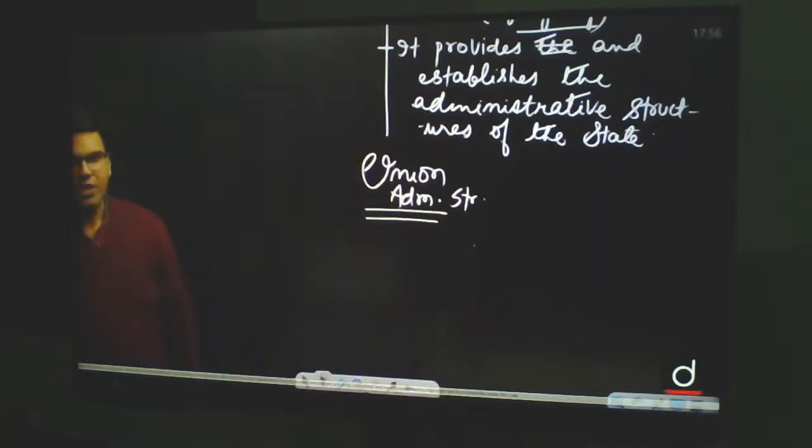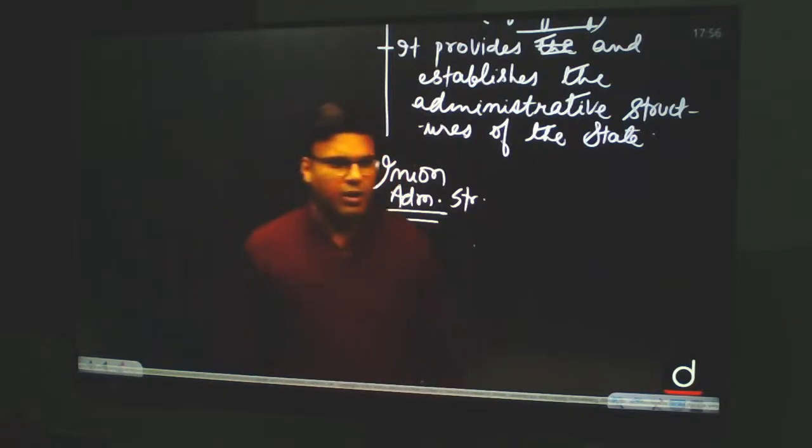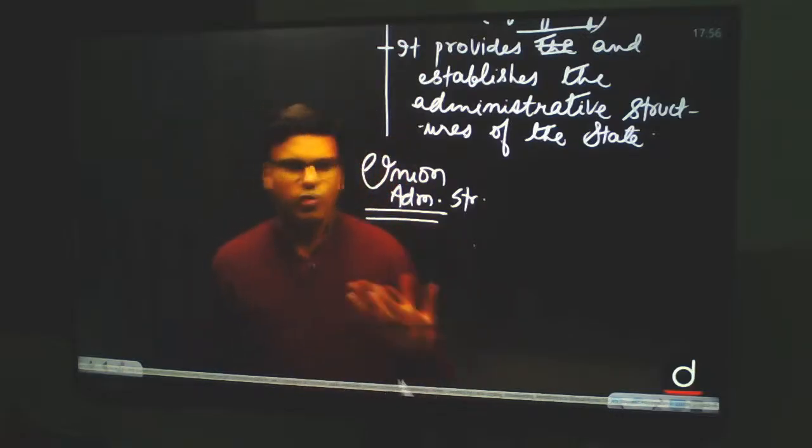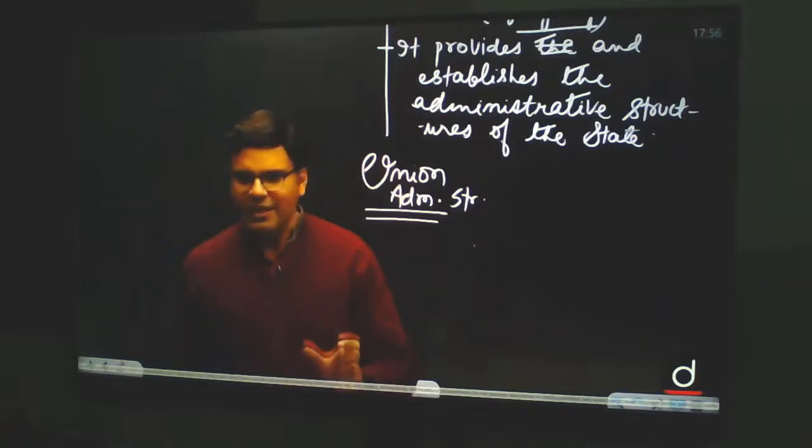So what is the administrative structure of the union? You could say that there will be a union legislature, a union executive, and a judiciary. Although we use the term here in the union, the judiciary is not union or state. The judiciary is integrated, that we have.